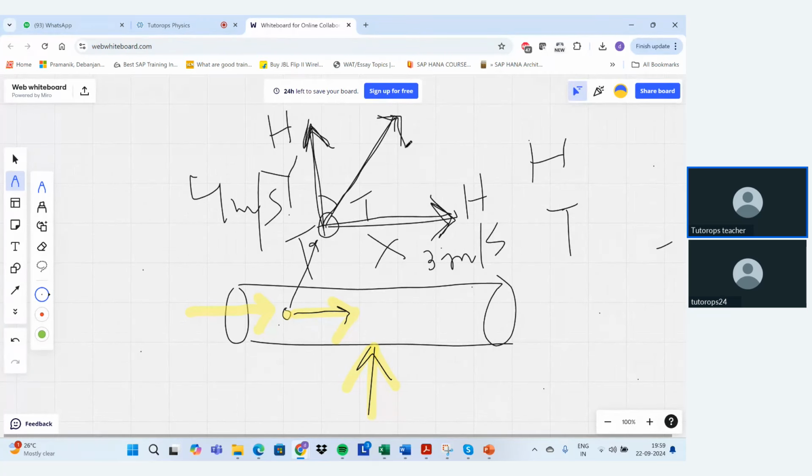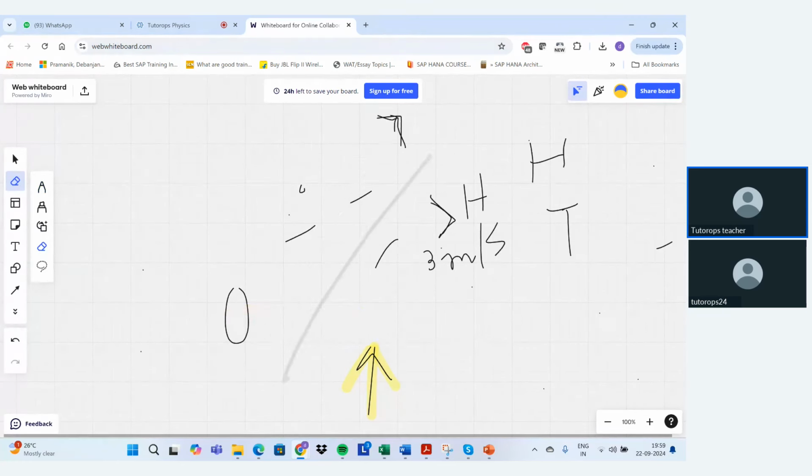Right now, for any vector, for example this vector, let me rub it completely and then I will draw a fresh figure. I think this is fine.